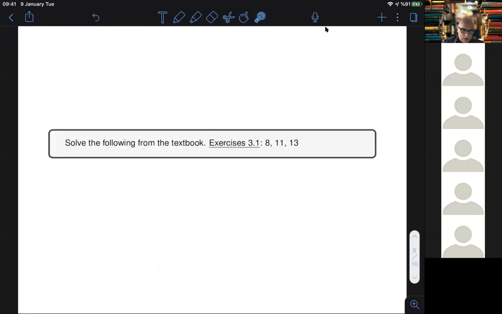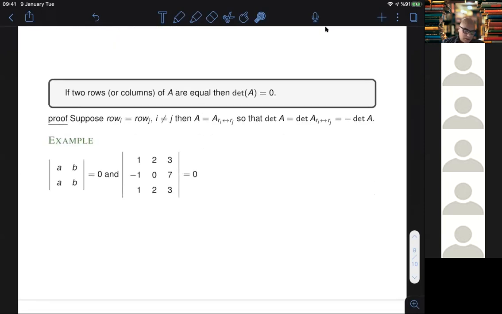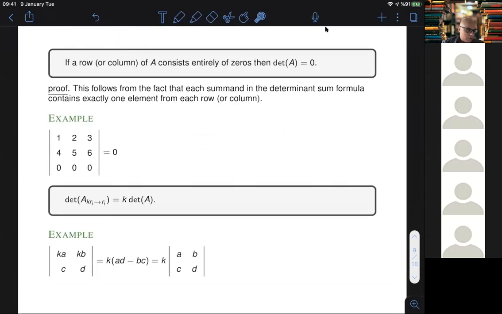So this just comes from the determinant sum formula, okay? And the same thing holds true for columns as well. So when you see a determinant like this, it is automatically 0.